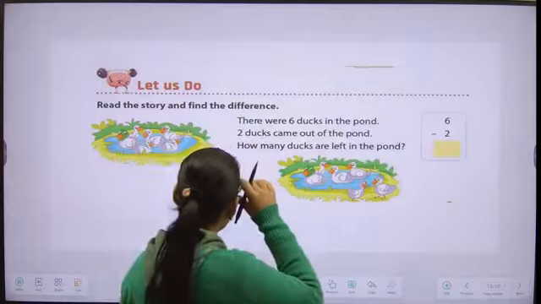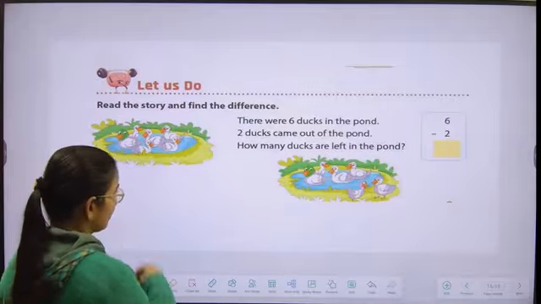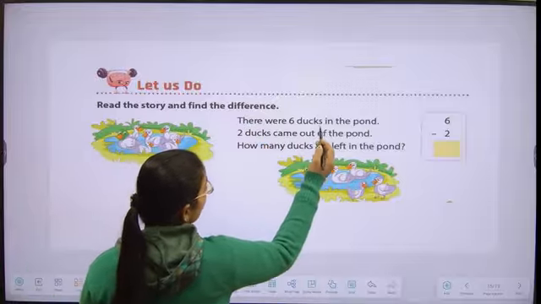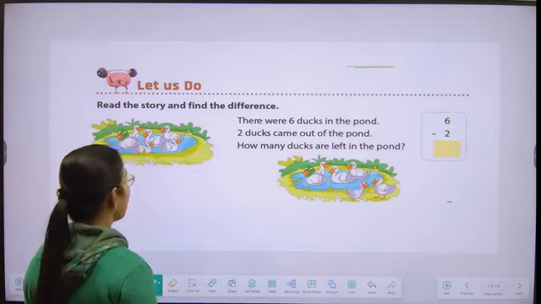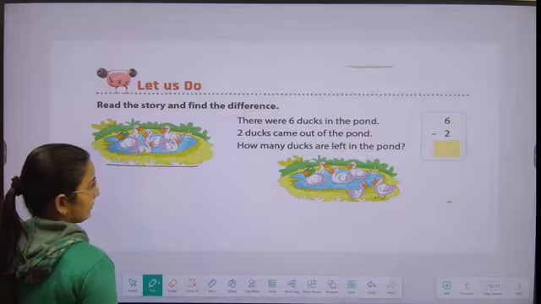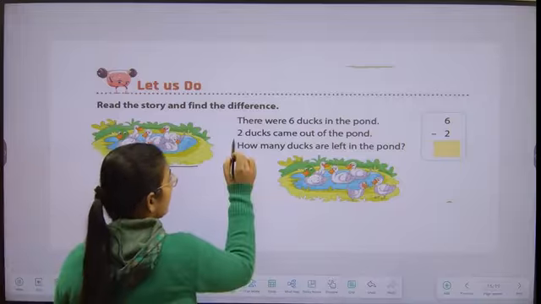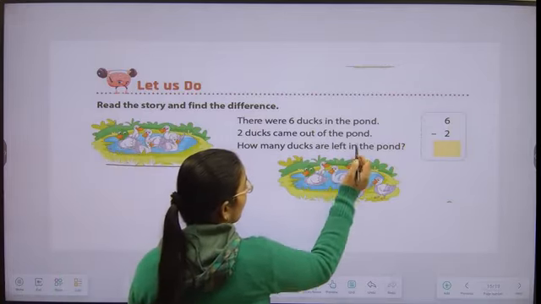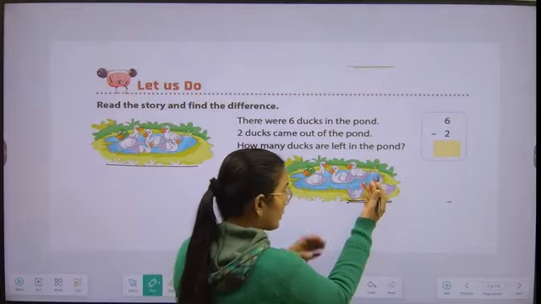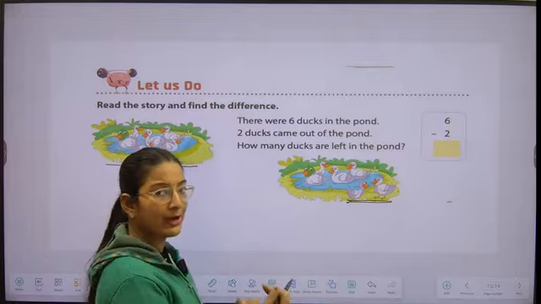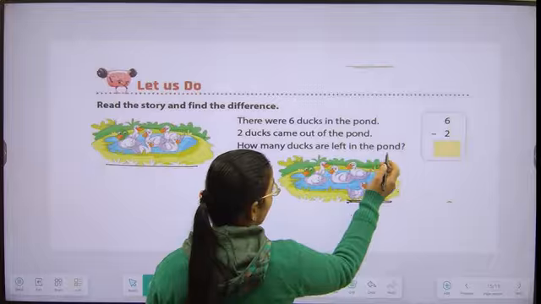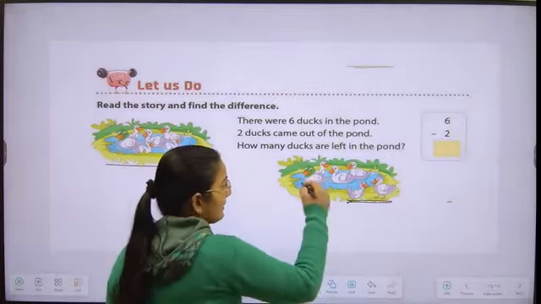Now in the next one, we have to read a story. Let's start reading with me. There were 6 ducks in the pond. How many ducks are there in the pond? 6 ducks, as you can see in the picture. And what happens? 2 ducks came out of the pond. How many ducks came out? 2 ducks. Both the ducks came out of the pond. Now, how many ducks are left in the pond? अब pond के अंदर कितनी ducks बची हैं?